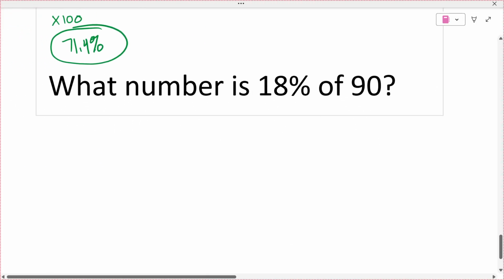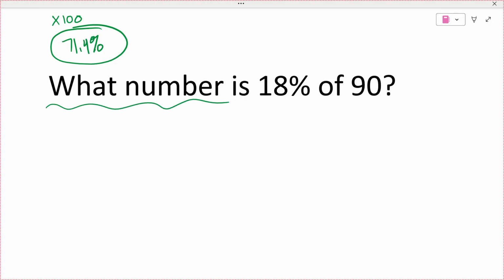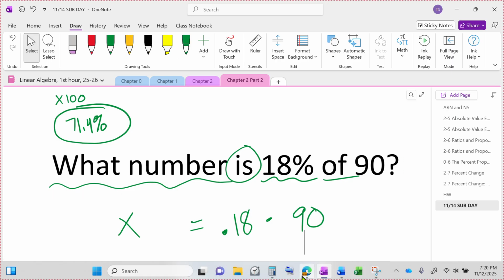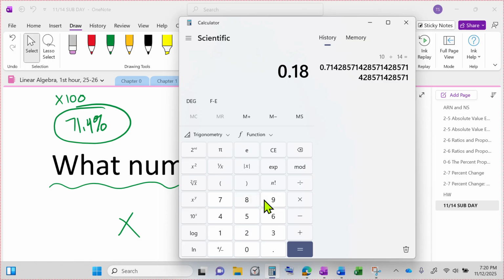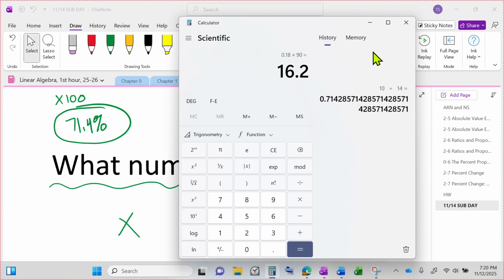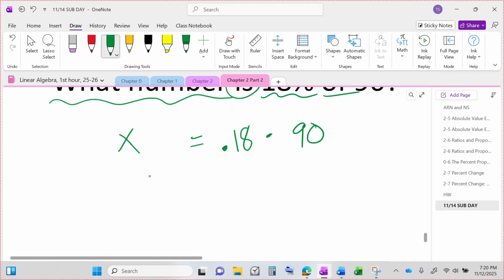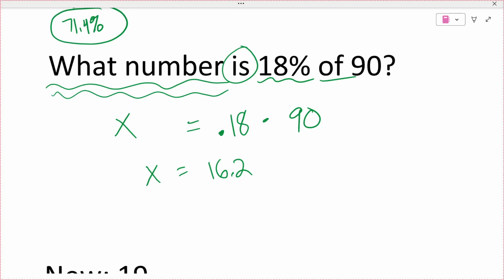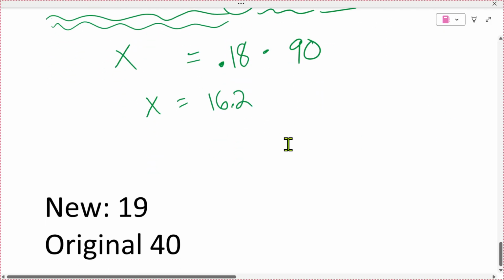Okay. Here I've got what number is 18% of 90. Again, what number would go with like a variable? Is means equals. 18%, I want to use a decimal, so I'm going to put 0.18. Of means times, and 90. This is one where I don't have to do any solving. This is simply something I'm going to type in my calculator and get the answer. So I'm going to do 0.18 times 90 and I get 16.2. And again, this one I am done. I don't need to multiply because this was a what number problem, not a what percent problem. So I don't need to do that times 100. This one's good to go.